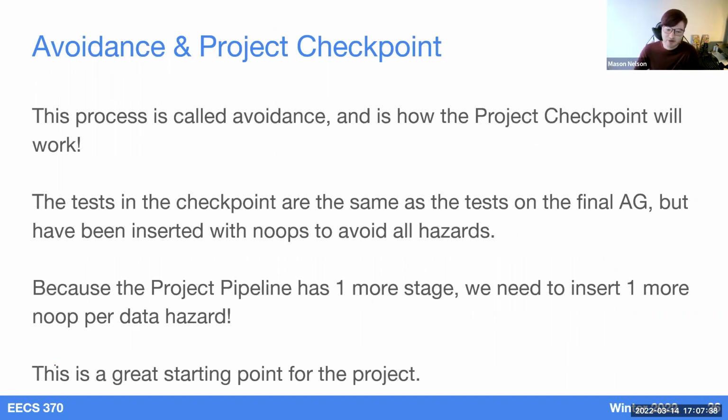So the project checkpoint is going to use avoidance. The project checkpoint will take all the test cases from the final project 3 autograder, and it will insert a bunch of no-ops to make sure that a pipeline that requires avoidance would work with these test cases. So you don't have to worry about any other hazards, or really any hazards at all, for the project checkpoint. You just need to worry about getting each stage to work for each specific instruction. That's why it's not graded, because it's not full functionality.